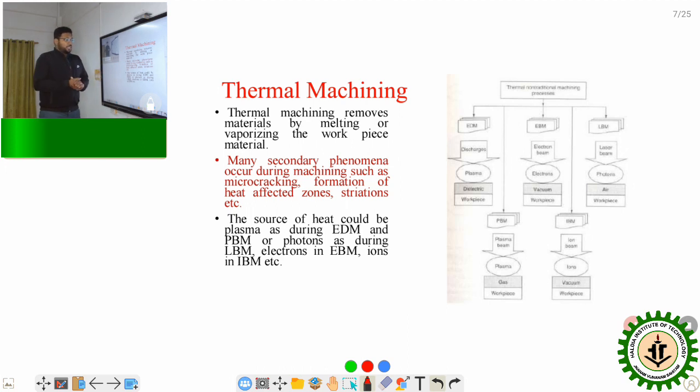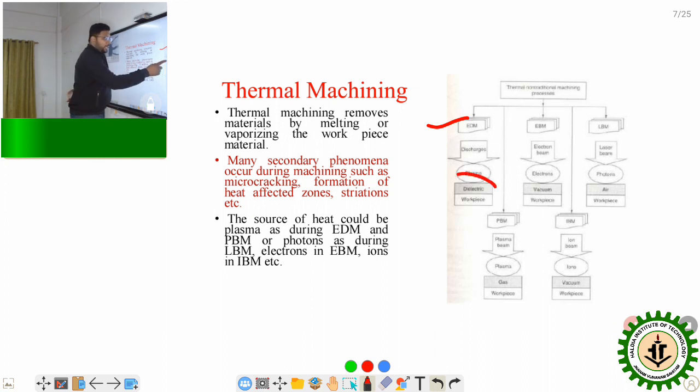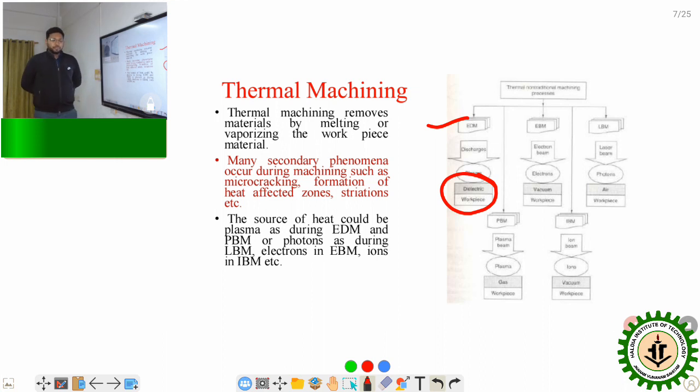In thermal machining, what we have already discussed, it can be classified into basically 5 categories. First one is the EDM. EDM is the electric discharge machining. In electric discharge machining, it will happen in the dielectric medium, where the workpiece and the electrode both will be submerged in the dielectric medium.